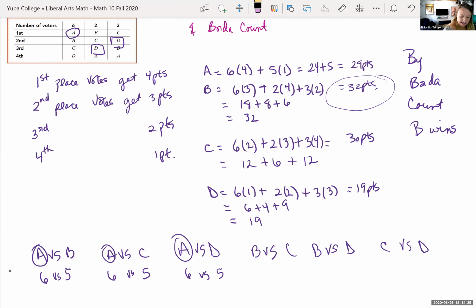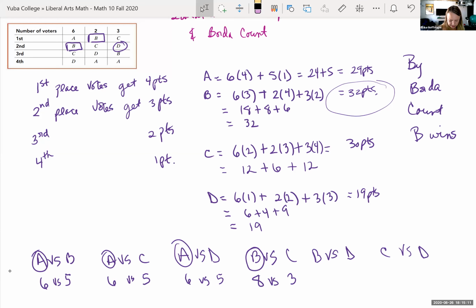So now look at B. We're looking at B versus C. So B beats C here. B beats C here, but C beats B there. So B wins. 6 plus 2, 8 people rank B higher than C, and 3 people vote C higher than B. B and D. B wins, B wins, D wins. So same thing. 6 plus 2, 8 versus 3.